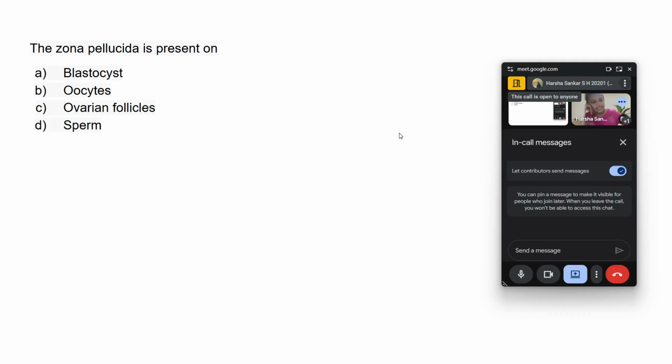Zona pellucida is present on dash. Option A, blastocyst. Option B, oocytes. Option C, ovarian follicles. Option D, sperm. Zona pellucida.